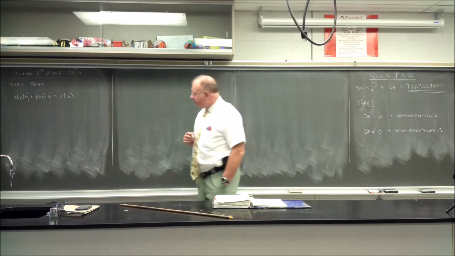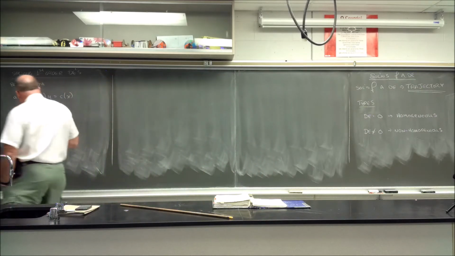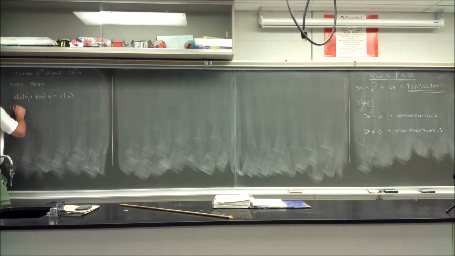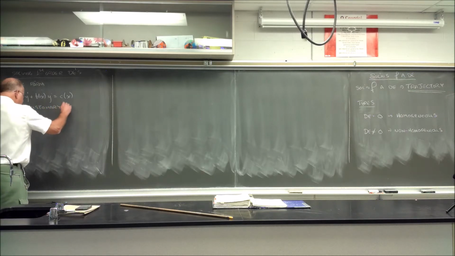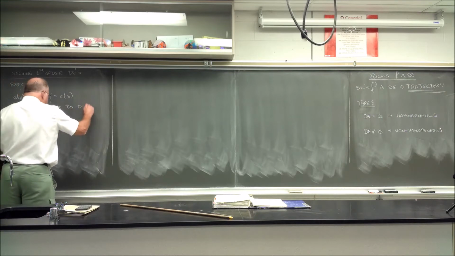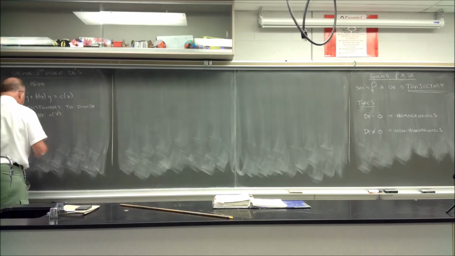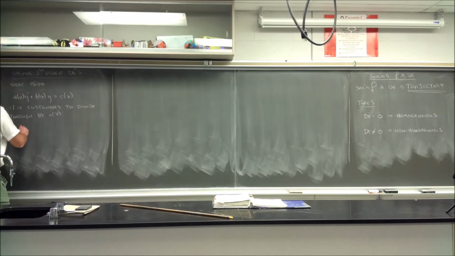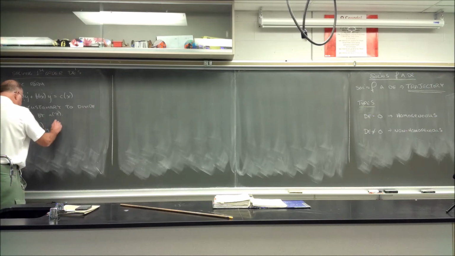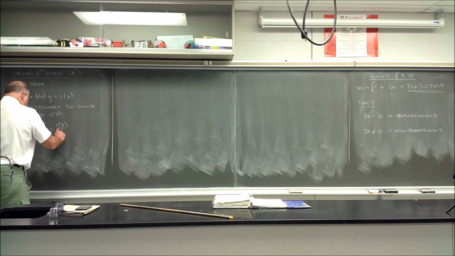And it is customary to divide through by a of x. So we would end up with y prime plus b of x over a of x, y is equal to c of x over a of x.